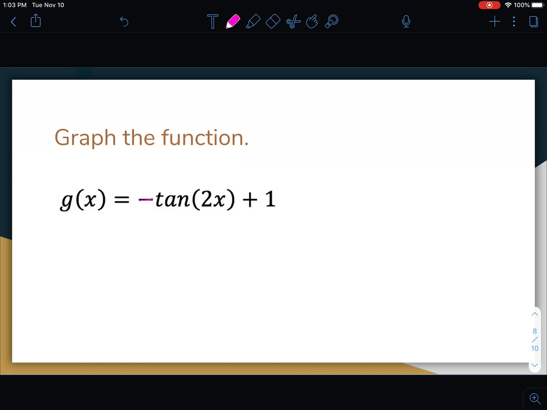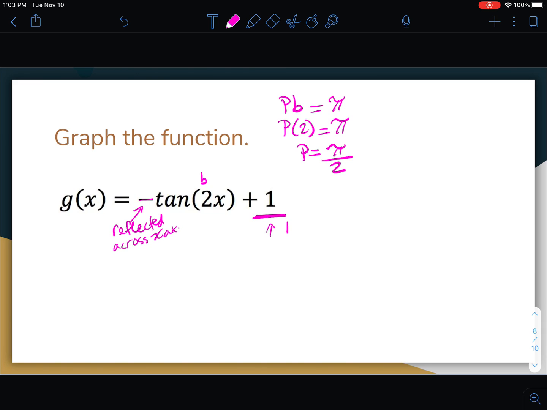Okay, let's take a look at this next one. With this one, I put in this negative because that's going to reflect across the x-axis, which makes things a little bit weird. And this is our b value. Again, P times B is equal to pi because it's a tangent function. The period times 2 equals pi, and this means the period is just 1/2 pi. So it's going to be squeezed a little skinny. This is a vertical shift, so we're going up 1. And this is reflected across the x-axis.